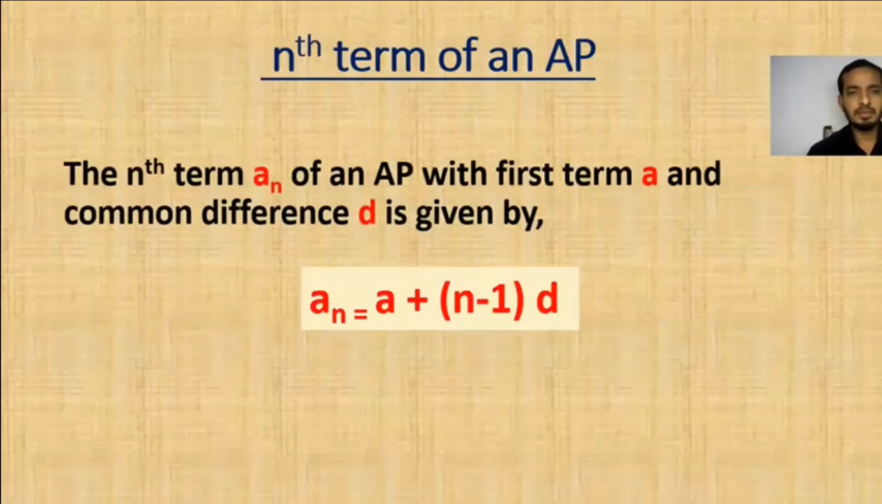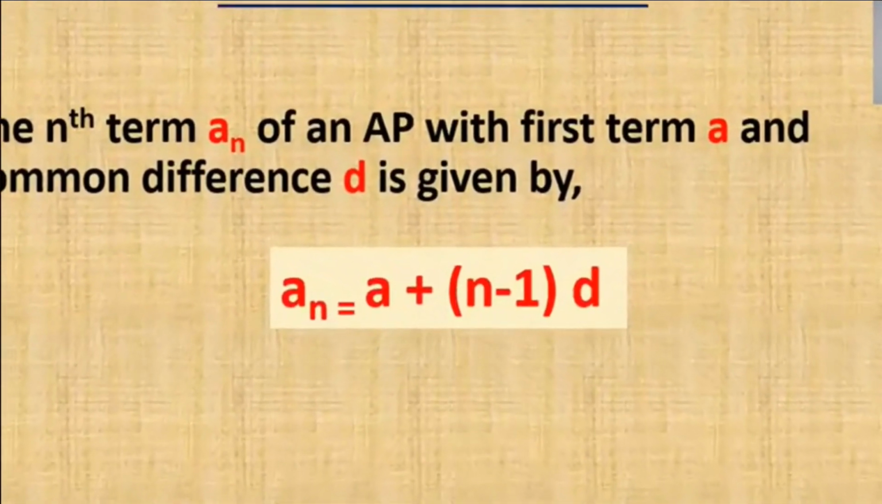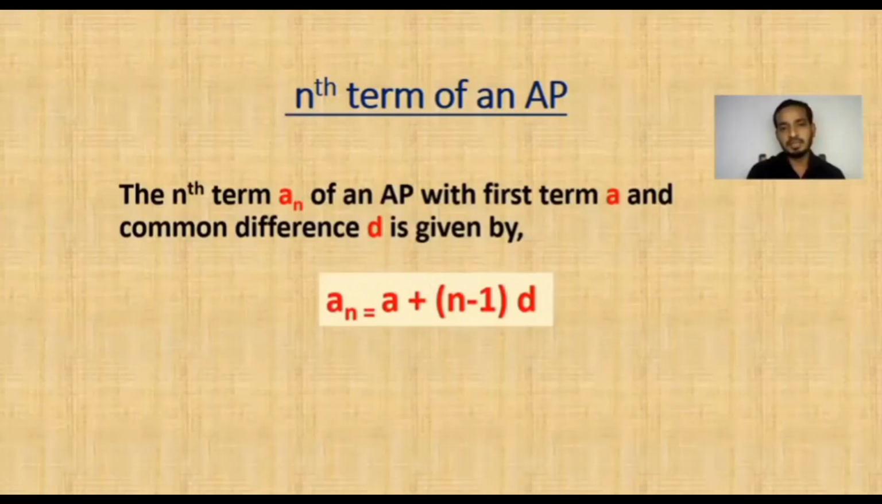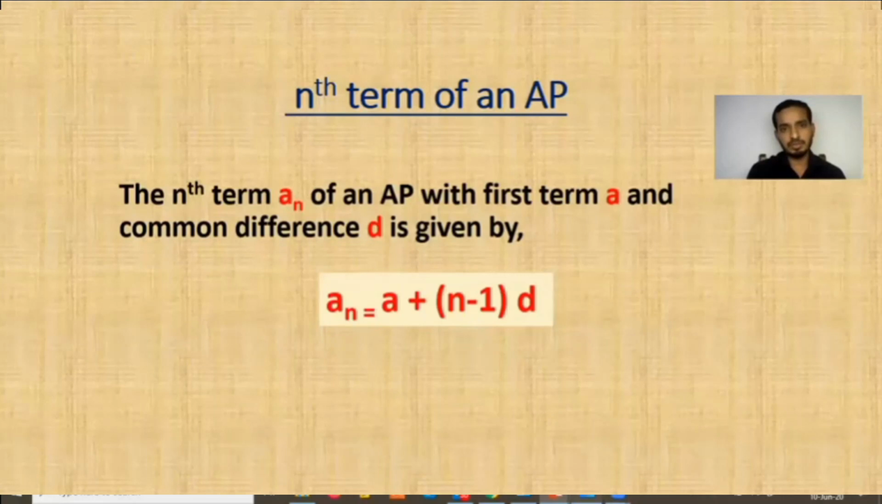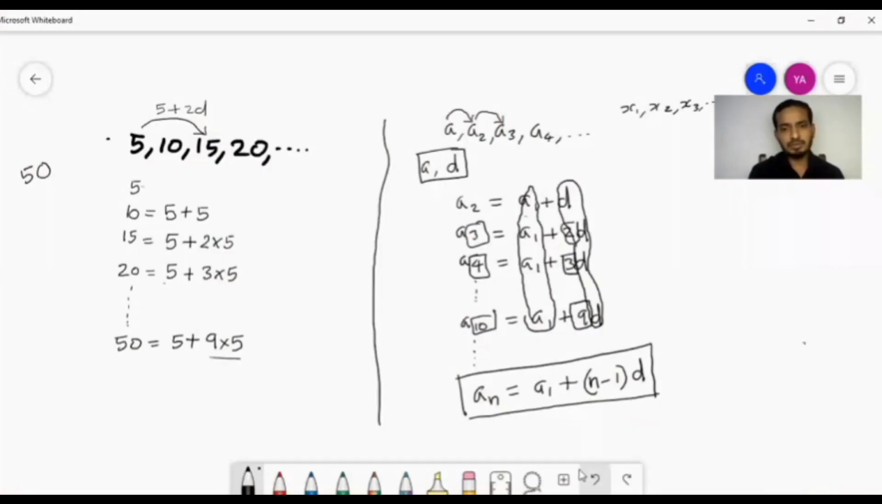The nth term a_n of an arithmetic progression with the first term a and common difference d is given by a_n = a + (n - 1)d. This formula has a wide application in many different problems, so you can use this idea to find the solution. Now we will see some example situations.